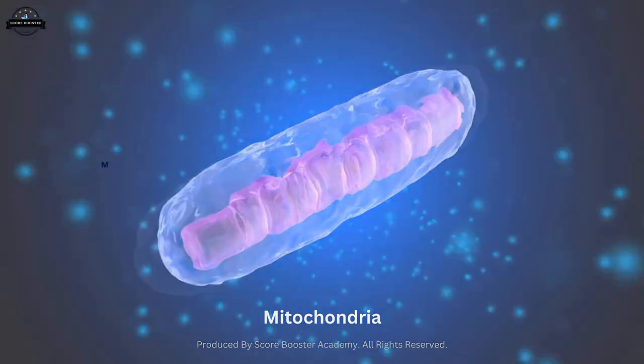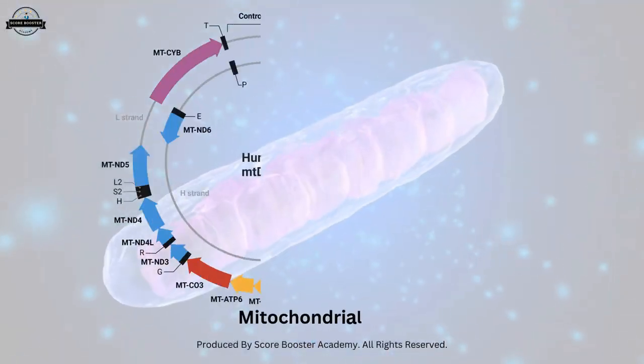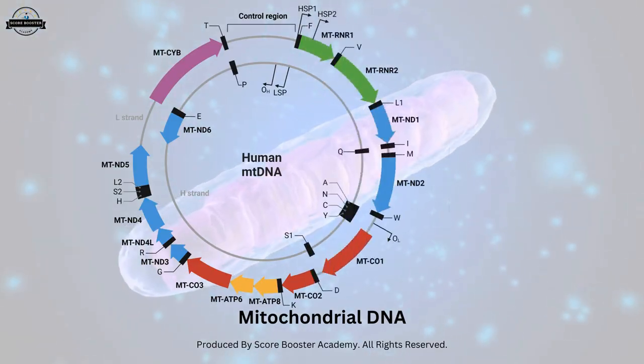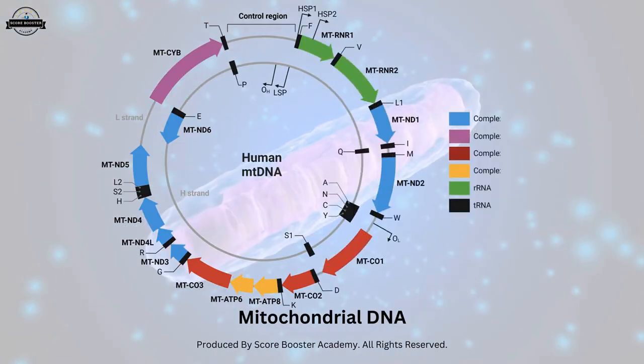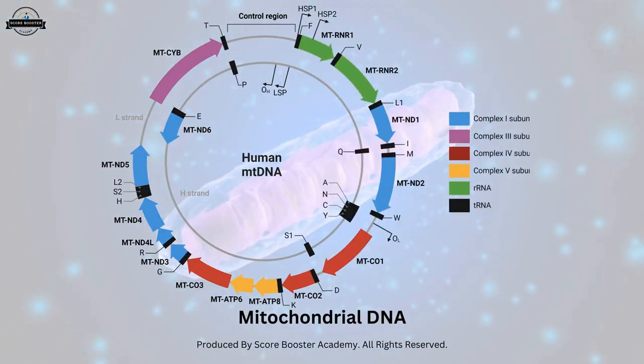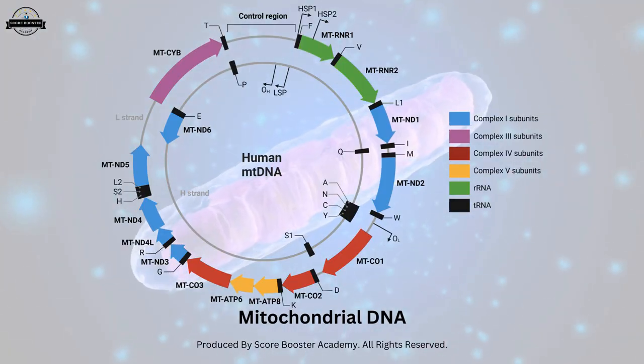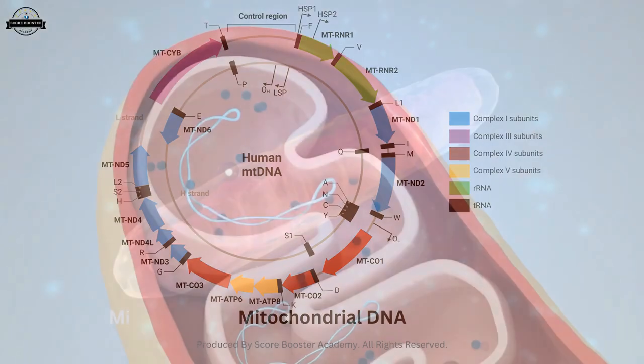Mitochondria possess their own DNA, separate from the nuclear DNA. Mitochondrial DNA is circular and encodes a small number of genes essential for mitochondrial function. These genes primarily code for proteins involved in oxidative phosphorylation and ATP production.